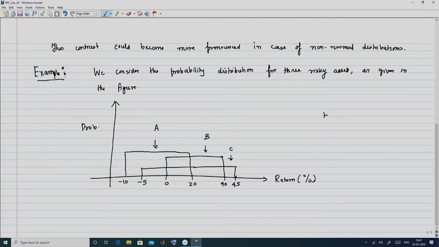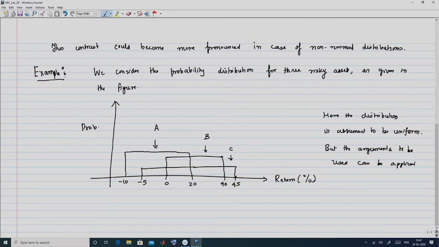Okay. So, here the distribution is assumed to be uniform, and we do this for simplicity of understanding, but the argument to be used subsequently can be applicable to other kinds of probability distributions. Okay, so now we have this uniform distribution.